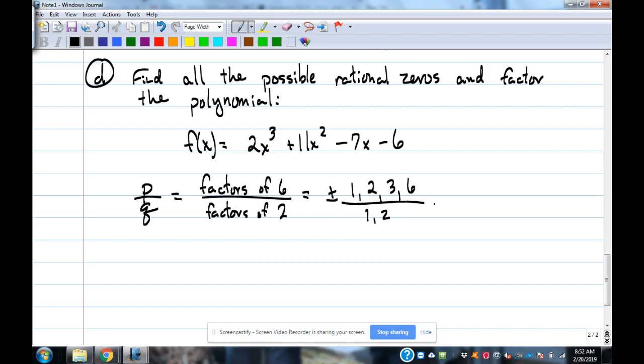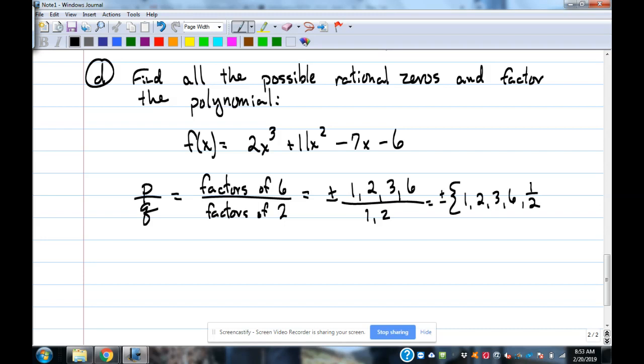So the P over Q list is then plus or minus all these numbers that I'm going to put in that bracket. Well, if I divide 1 by 1, I get 1, 2 by 1, 3 by 1, 6 by 1. I just get those integers back. 1, 2, 3, 6. Then I divide each of these factors on the top by the next factor on the bottom. 1 over 2, 1/2. I don't have that one written yet, so I'm going to write it down.